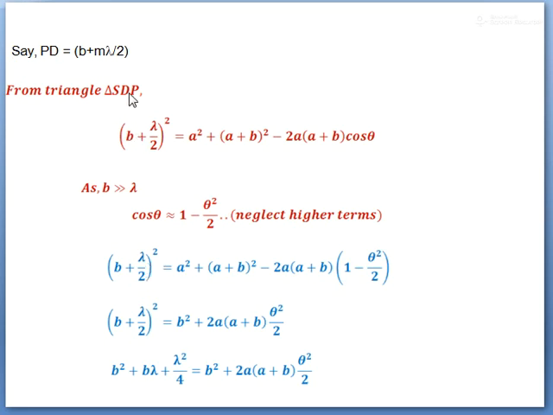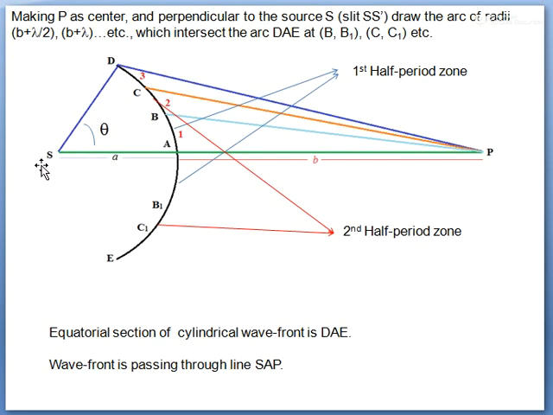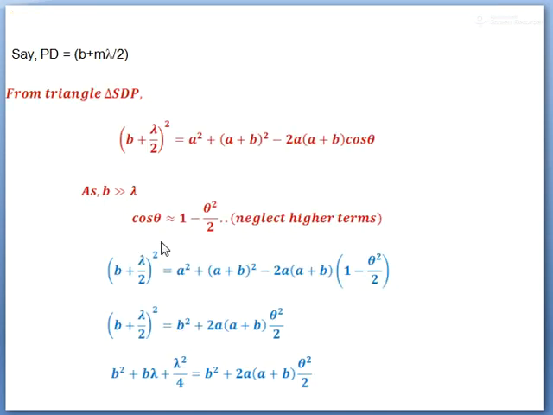তাহলে যদি আমি সরি, এই ট্রায়াঙ্গেল ইজ রংলি মেনশনড, আমি এই ট্রায়াঙ্গেলটা নিচ্ছি ধরে নাও SBP, এই ট্রায়াঙ্গেলটা আমি এখান থেকে S থেকে B পর্যন্ত একটা লাইন টানলাম SBP, for this triangle. So SBP triangle এর জন্য b plus lambda by 2 whole square, this equal to a square plus a plus b এর whole square minus 2a into a plus b into cos theta.